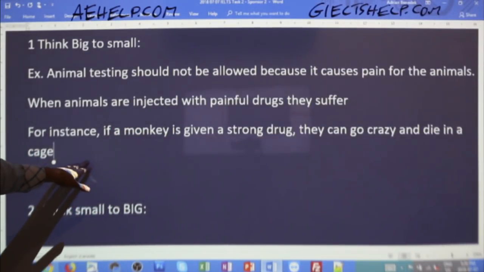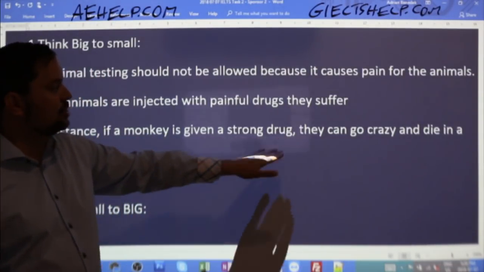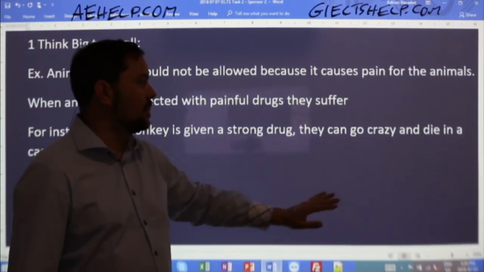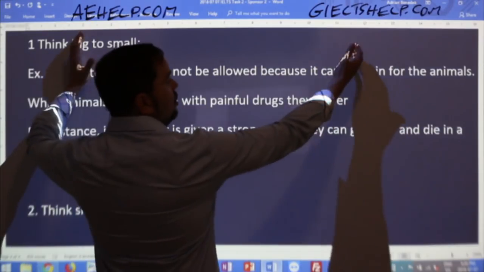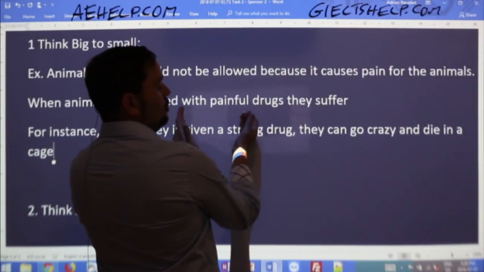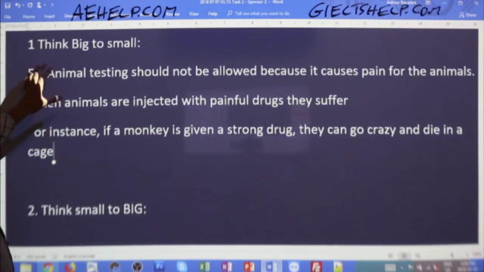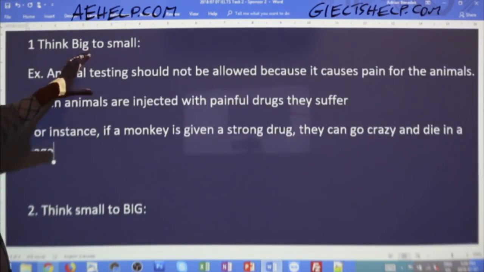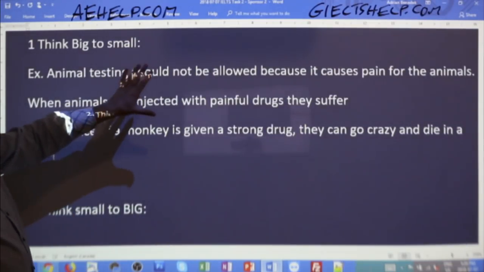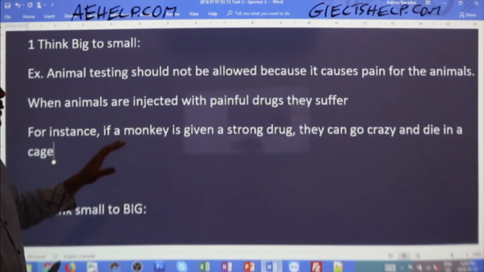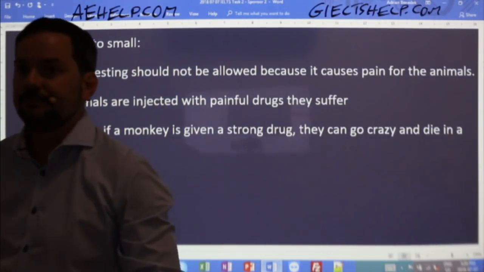Well, an example is a monkey is given some kind of a strong anti-cancer drug. It doesn't work. They start going crazy and then die in a cage. Okay, so this is this kind of big global idea going into the smaller picture. Okay, so this is why we can think this way, but sometimes students get stuck when they're trying to think this way. So another way to do it is from small to big. So just reversing or flipping this system upside down, okay?